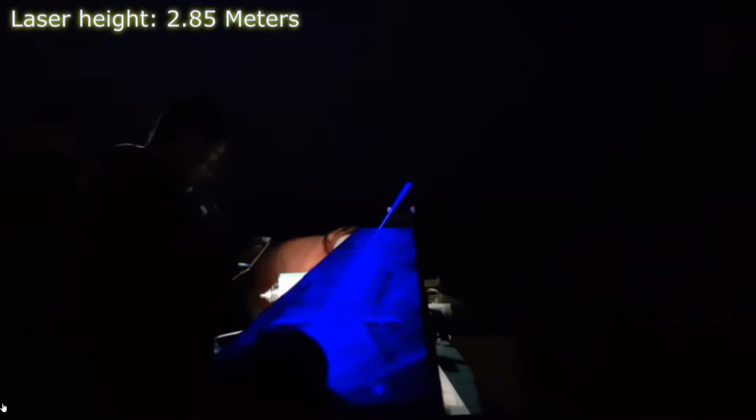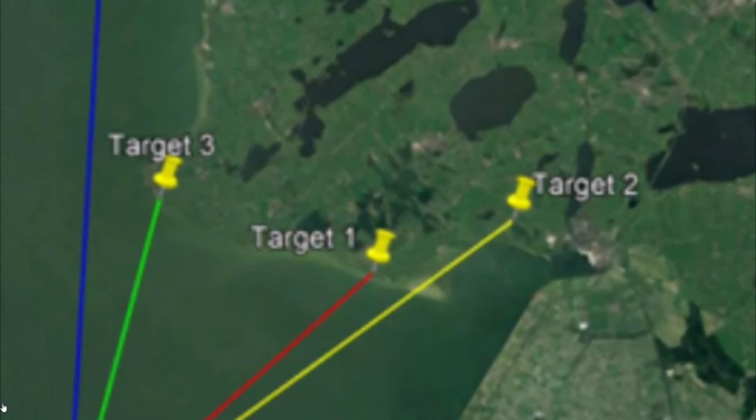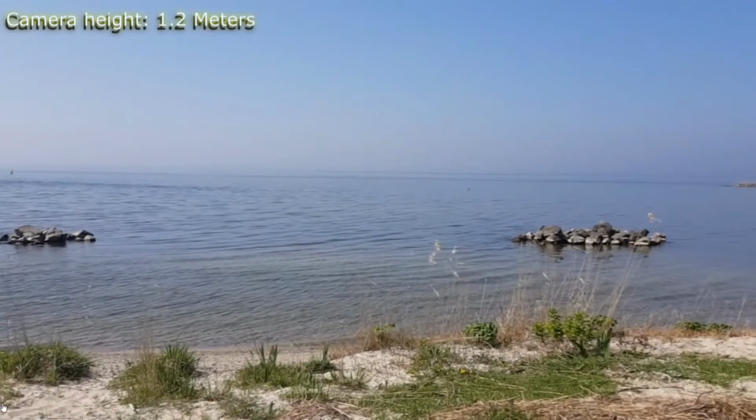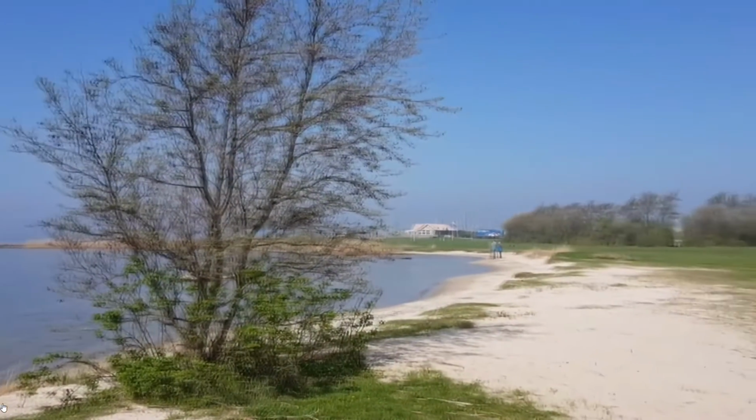Measurement 3, Lake Isle, Target 1. On April 8, 2018, at 1 o'clock a.m., the blue laser was on the SALAD at 2.85 meters, or 9.35 feet, above the lake's surface. It was seen at the Target 1 position, 21.26 kilometers, or 13.21 miles, at a height of 1.2 meters, or 3.94 feet, above the lake's surface. It took less than 60 seconds for them to see the source of the laser at the Target 1 location.